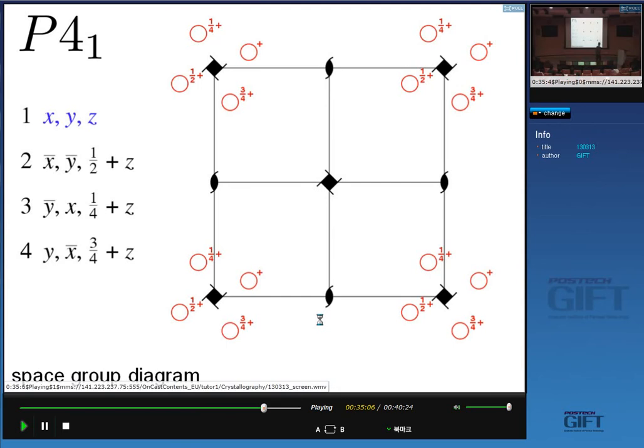So for every space group, you will have a space group table. You will also have a diagram like that. Somebody has done the work for you to show what would happen if you place a motif at that location.